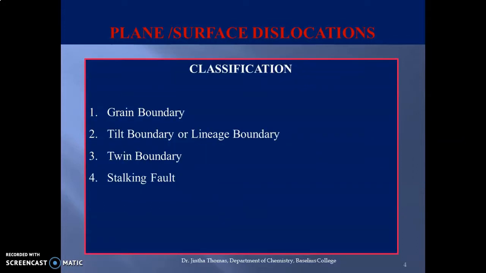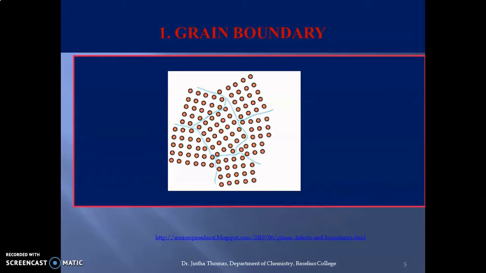The plane or surface dislocation can be classified into four: grain boundary, tilt boundary or lineage boundary, twin boundary, and stacking fault. So, a plane defect is classified as grain boundary, tilt boundary or lineage boundary, twin boundary, and stacking fault. Have a look at this picture.